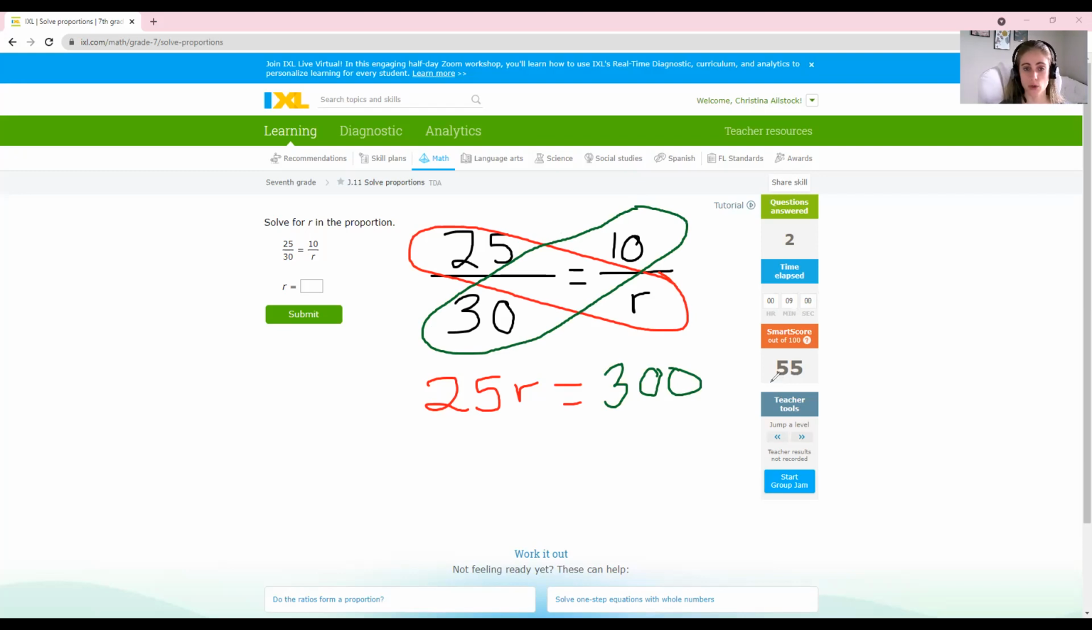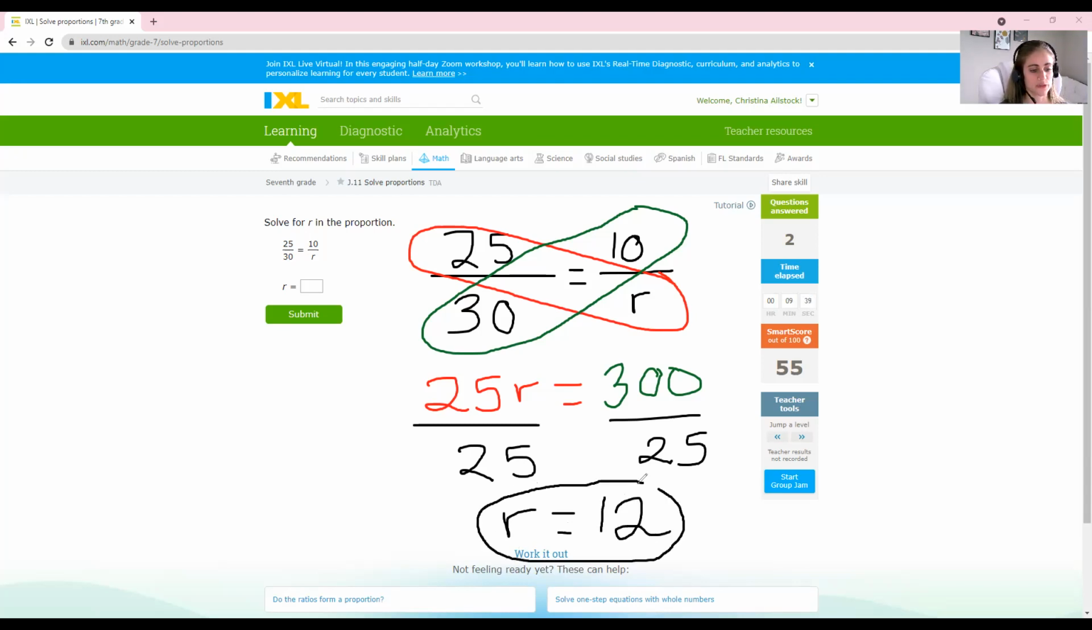We're left with a one-step equation. We have 25R, so 25 times R equals 300. To find that R, to find that missing value, we're doing the inverse. So the inverse, the opposite of multiplication, is division. We're going to divide both sides by 25. So 25 divided by 25 is 1. We're left with 1R. And then what would be 300 divided by 25? That is 12. So 12 is our missing value for R.